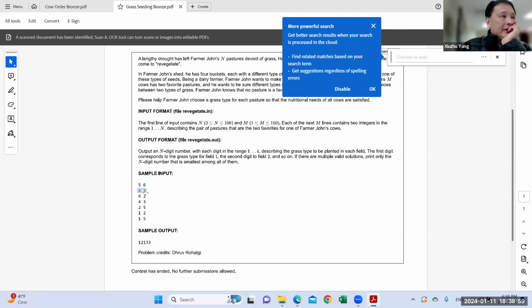So this is a pair, right? So pair, you see, you always pick the lowest number. Here you see pasture 1 and pasture 4, right? You always want to put the smallest number for pasture 1. The reason is that you want to output the smallest number for all the pastures. So that means position 1 is the smallest, the number will be smaller, right? Will be the smallest.